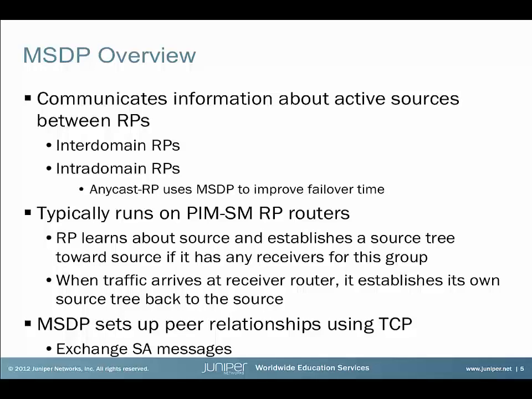The MSDP protocol is similar to BGP peering in that it establishes a TCP session between peers. The configuration of MSDP peering sessions is also similar in that the peers must be manually configured. Once the sessions are established, the source active messages can be sent to any MSDP peer.